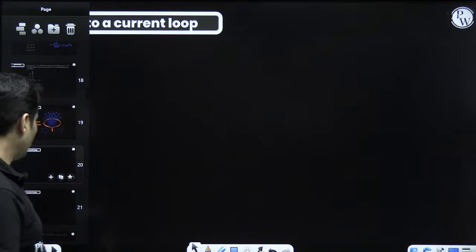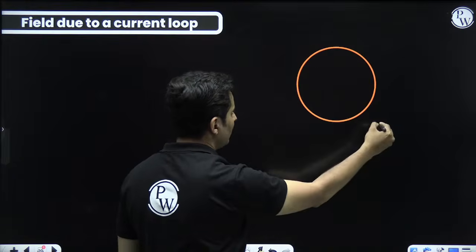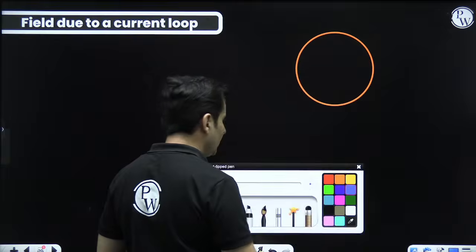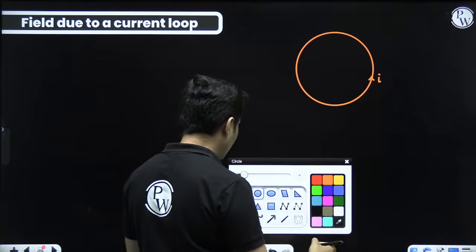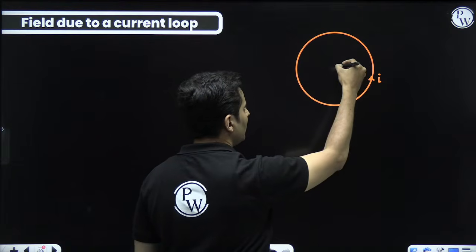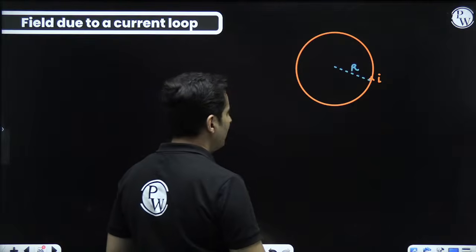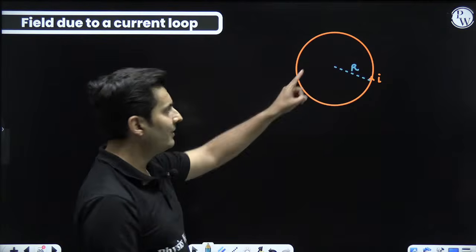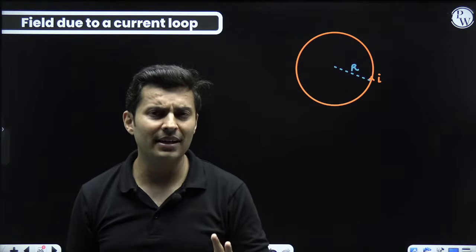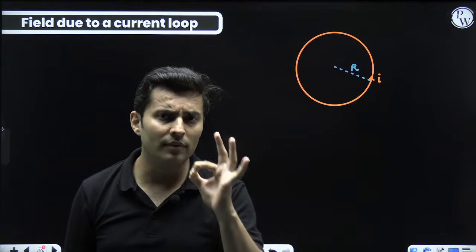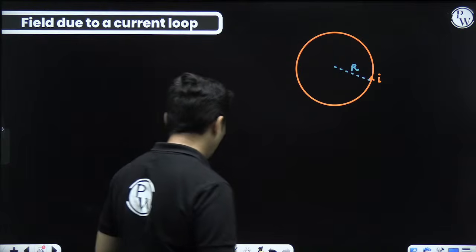So now let's figure out how much is this magnetic field. For that, let me take a current carrying coil and let us just say the current is I. Let us say the radius of this particular loop is R. Then I want to figure out what is the magnetic field at the center of this particular coil. Okay, so let's find that out.